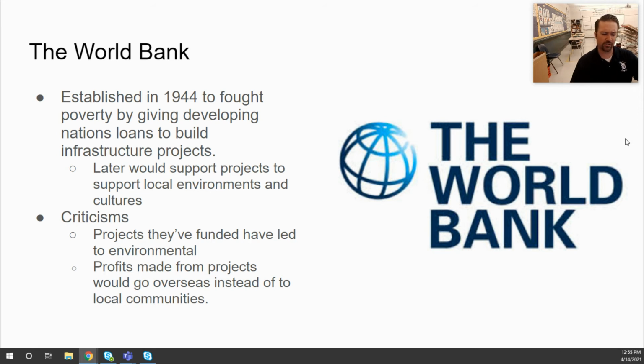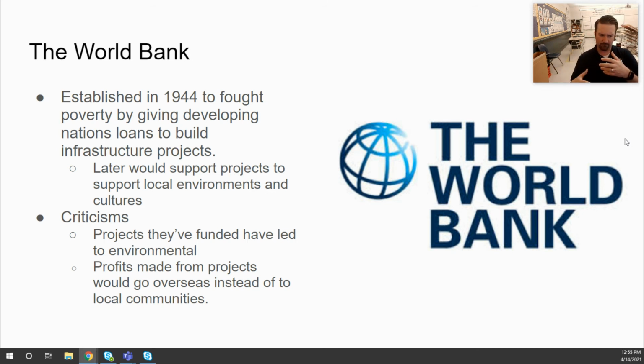Other international organizations that are worth noting is the World Bank, which I talked about briefly in the reactions to globalization, the anti-globalist movement. A lot of them are anti-World Bank and anti-IMF, which I'll talk about in the next slide. But the World Bank was established in 1944. And it was to give loans out for infrastructure projects, building of dams and roads and things like that to help with development for some of these poorer countries. They would also later give money to help protect local environments as well as protecting cultures.